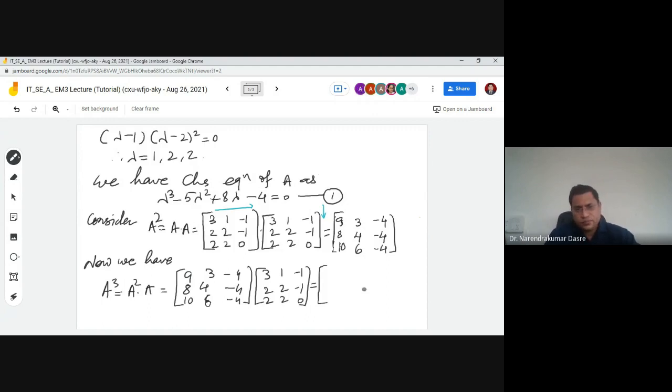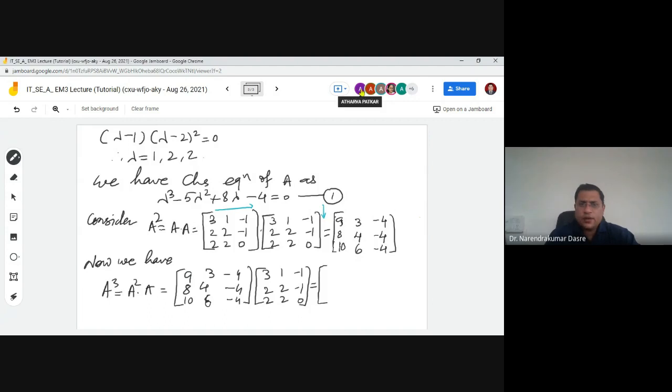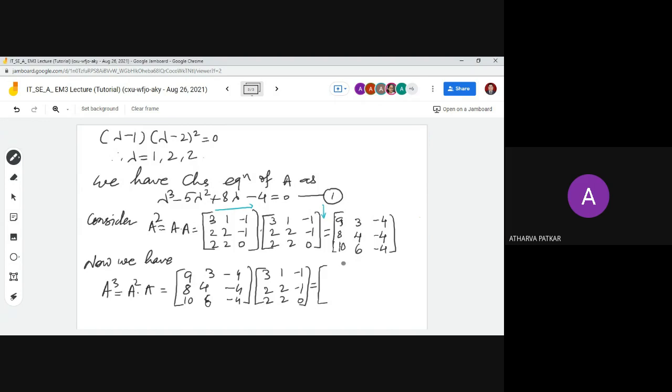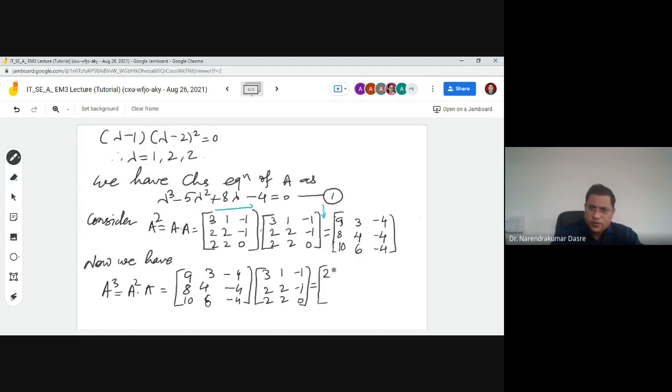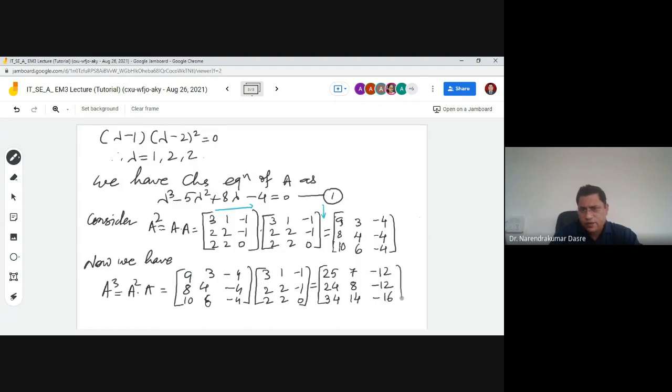Atharva, have you calculated this a cube? No, sir. I'm having a... So 25, 7 minus 12. Row wise, 25, 7 minus 12. Okay. 24, 8 minus 12. 34, 14 minus 16. Okay, so you please check this.